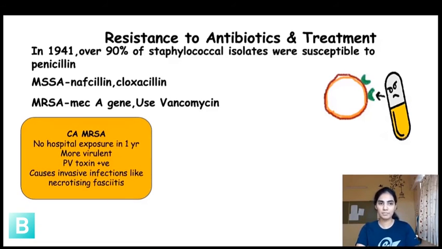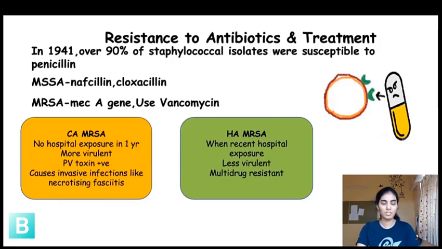So there can be two types of MRSA, the community associated and the hospital associated. The community associated is more virulent and it causes invasive infections like necrotizing fasciitis. The hospital associated is comparatively less virulent, but it is multi-drug resistant.